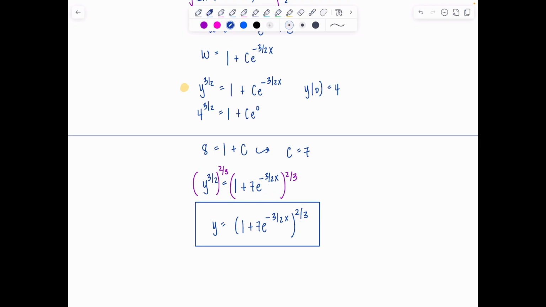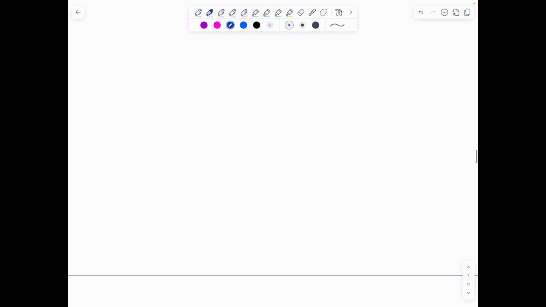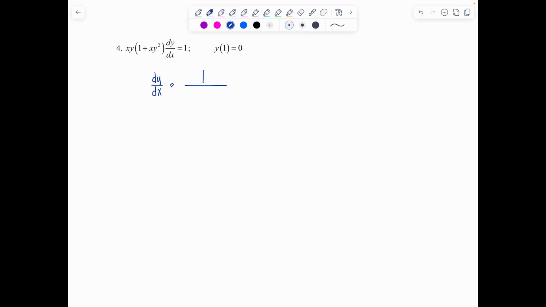Okay, last one, spiciest one of all. Are you ready? Okay, here we go. xy times (1 plus xy squared) dy/dx equals 1, and they told us y of 1 is 0. So first thing I'm going to do is try to get it in standard form, and I want to isolate my derivative dy/dx. So let's divide through by everything that's in front of it. So dy/dx equals 1 over xy times (1 plus xy squared). Yes?